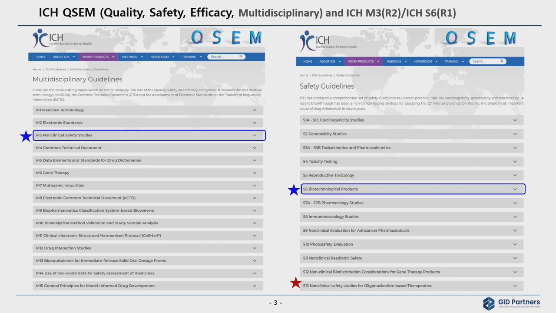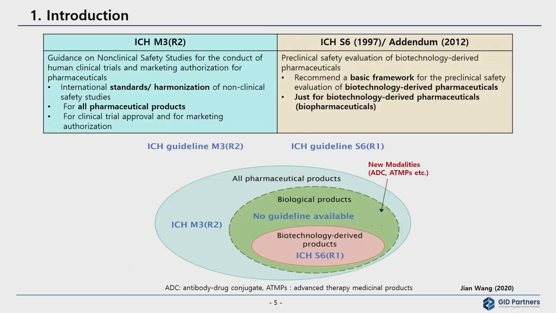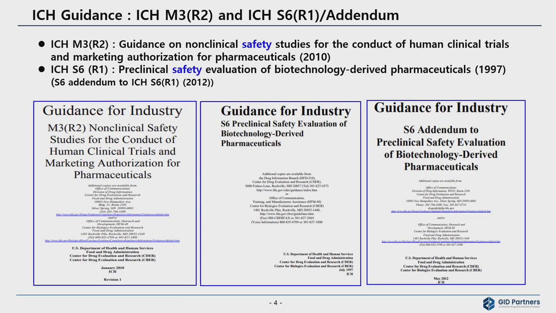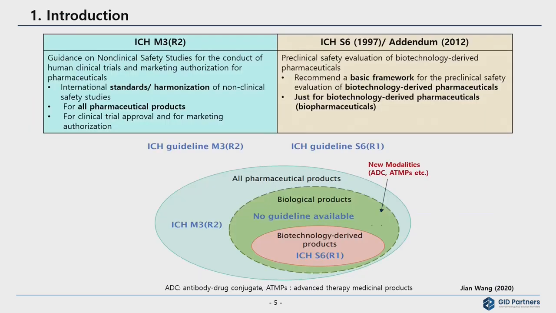For the safety part, QT and others are very in-depth concepts, as we shared with Dr. Kim, the previous presenter. So I will just go over very big concepts here. The details are not easy for all of us, but you can refer to the guidelines per se when you need more details. So this is ICH M3 and S6. These are all related to the safety. And S6, with the development of the science, there are things to be added, and the areas that were not covered fully in S6 are also covered in the addendum.